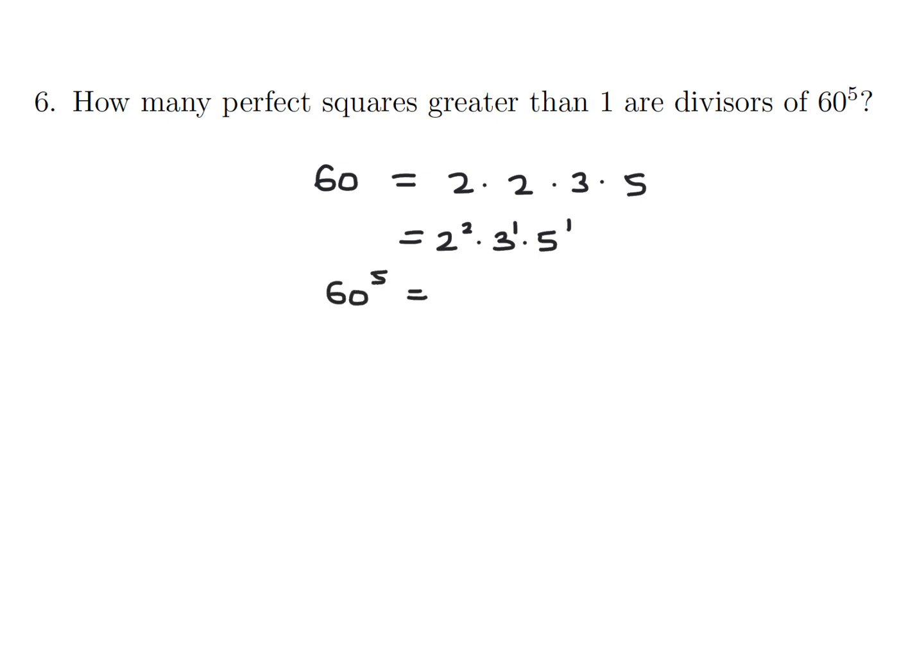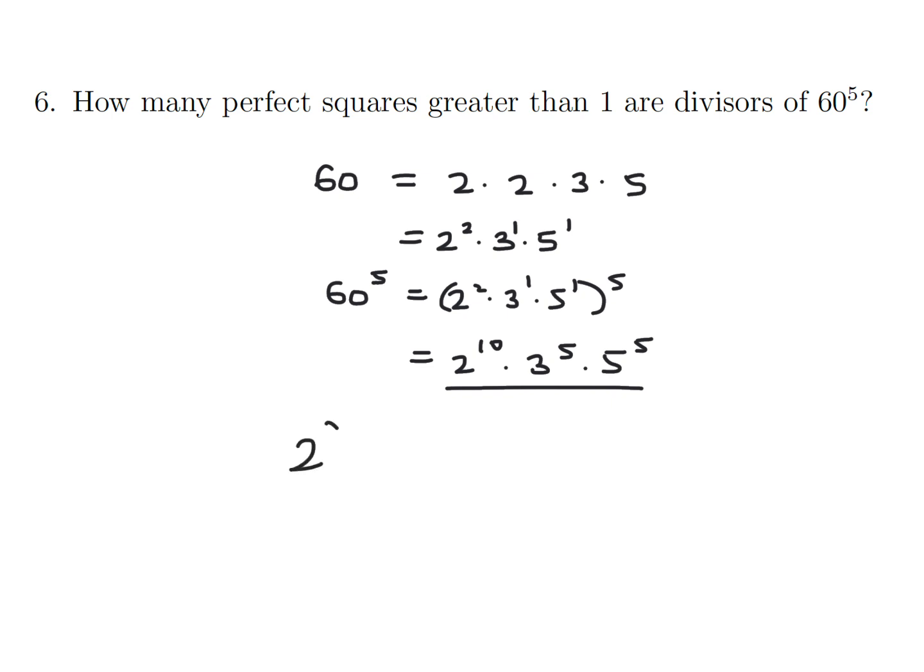So 60 to the power of 5 would be all these guys all to the power of 5. And that I believe is 2 to the power of 10, 3 to the power of 5, and 5 to the power of 5. Okay, so how many of these divisors are going to be perfect squares? Well, any divisor will be of the form 2 to the power of a, 3 to the power of b, 5 to the power of c. And it's a perfect square if a, b, and c are even. That's the only way.